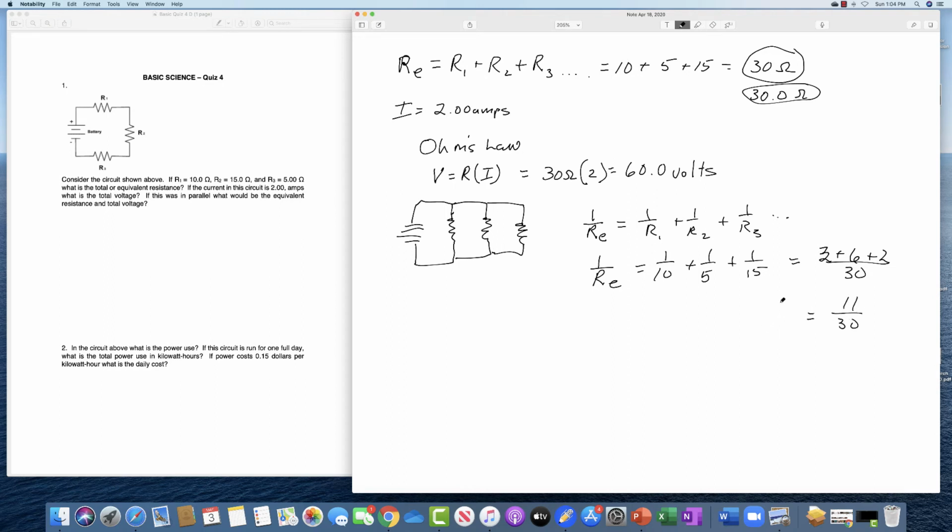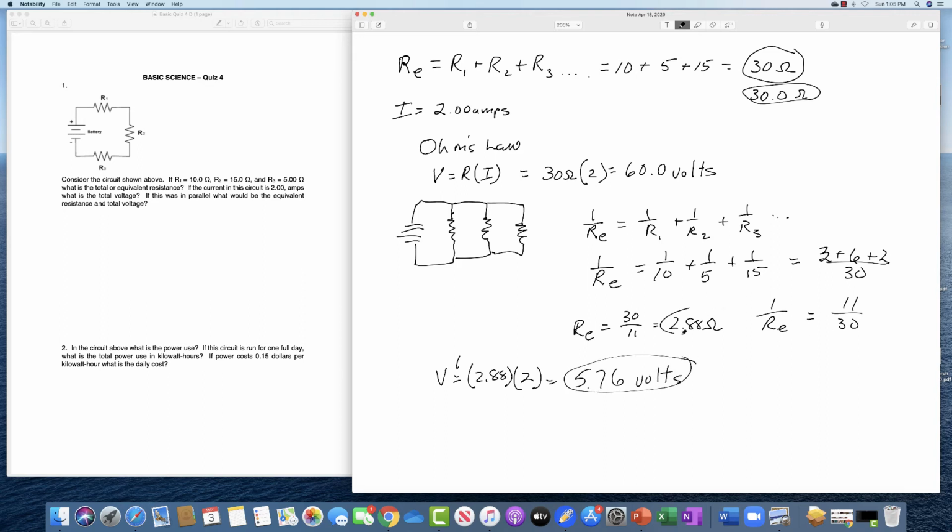Now that's not the answer, that's 1 over the answer. So the answer, RE, is this flipped over, or 30 over 11, and I think that works out to something like 2.88 ohms as the equivalent resistance. Again, you use this same equation. V is now going to equal 2.88 times 2, and so that's going to be 5.67 volts.